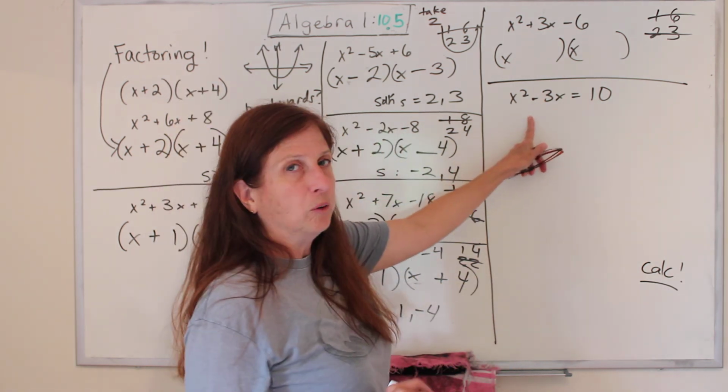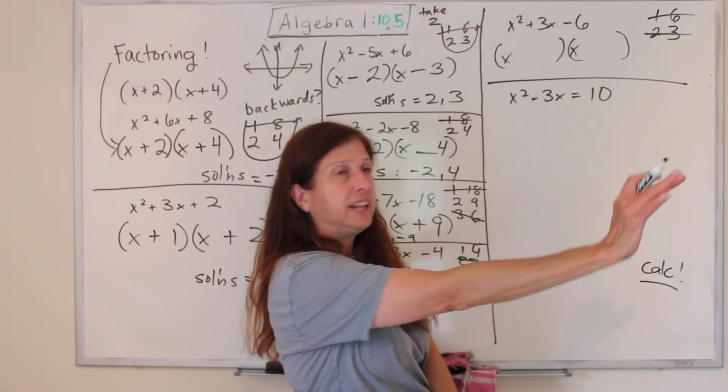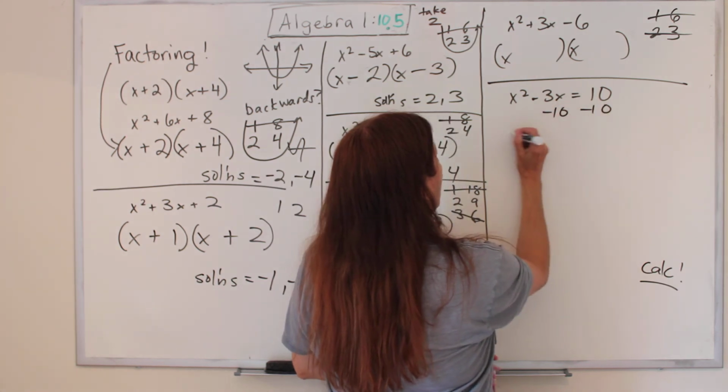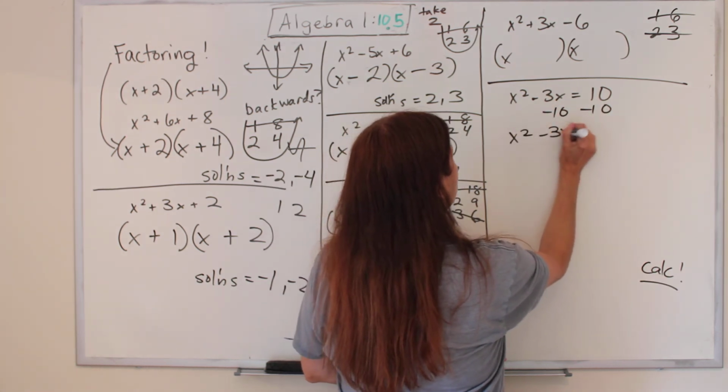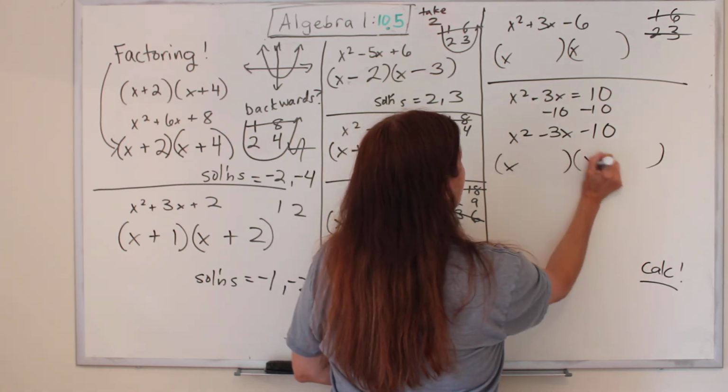What's wrong with this one? It's ugly. 10's on the wrong side. So before we do anything, we need to move it over by doing the opposite. We get x squared minus 3x minus 10. Now we can factor it.